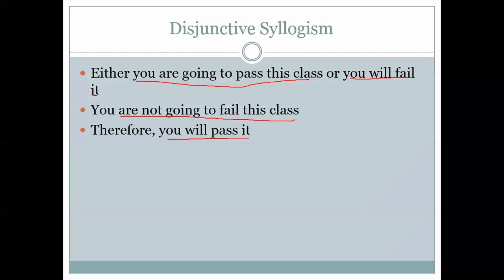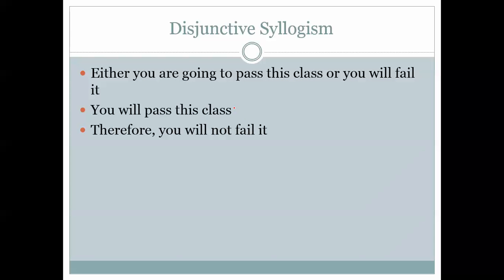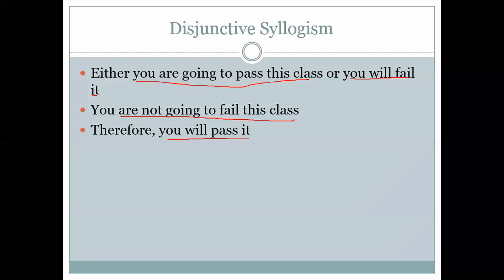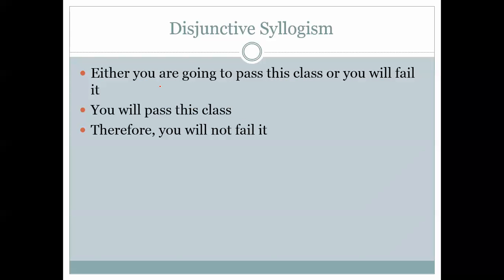Now, you may wonder, if I change from "you're not going to fail this class" to "you will pass it," right? Either you are going to pass this class or you will fail it. Instead of saying not B, I'm saying actually A. And then, therefore, you will not fail it, and so it's therefore not B. So the way this looks is A or B, A, therefore not B. And that's something I just said that we can't do.